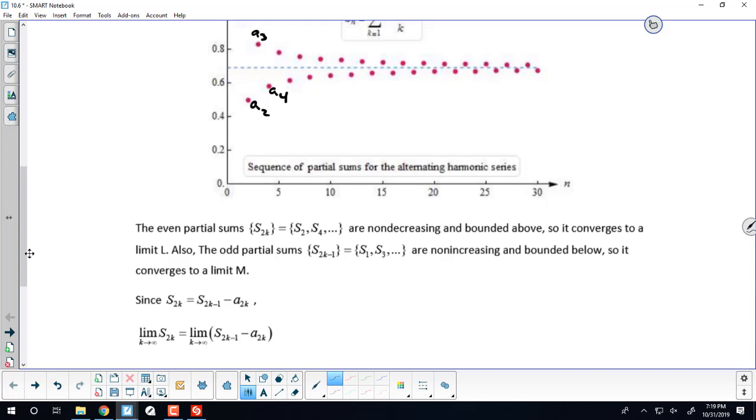Same thing for the odd partial sums, bounded, monotonic, so it also converges to a different, for the moment we'll just say it converges to M, a different limit, because at this point we don't know, do they actually converge to the same limit? So we'll say the odds converge to M, and the evens converge to capital L. And then to show that it actually converges, we have to show that M and L are the same value.